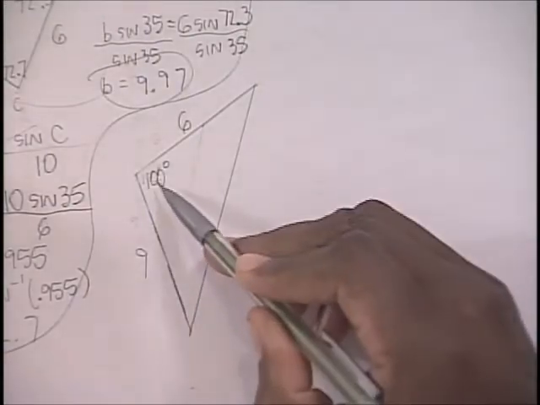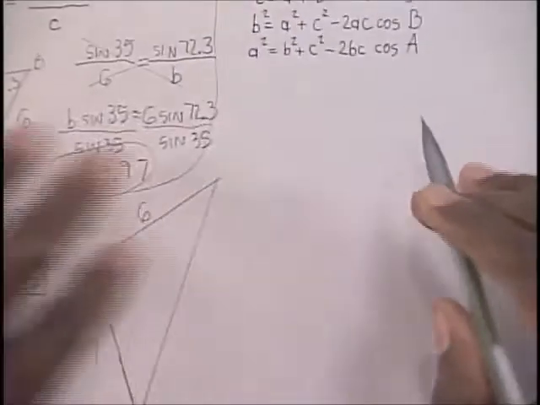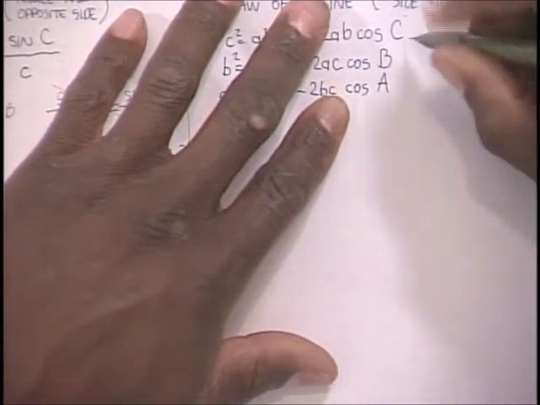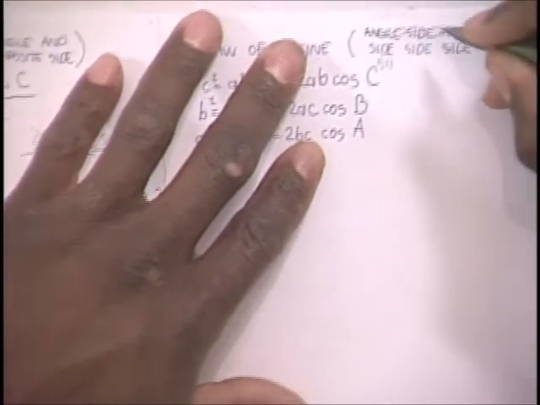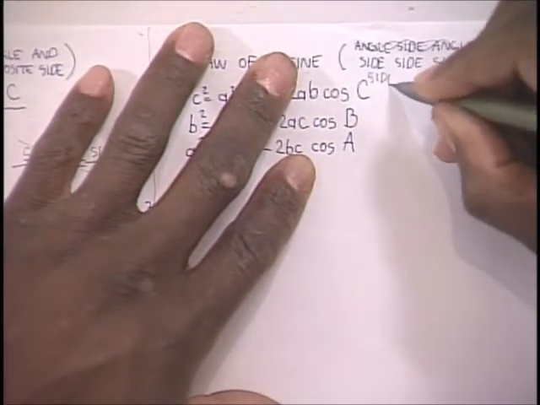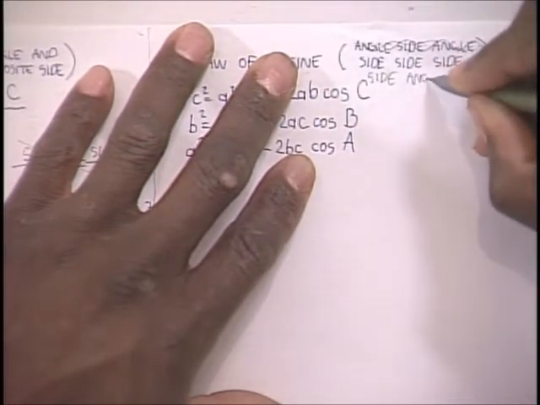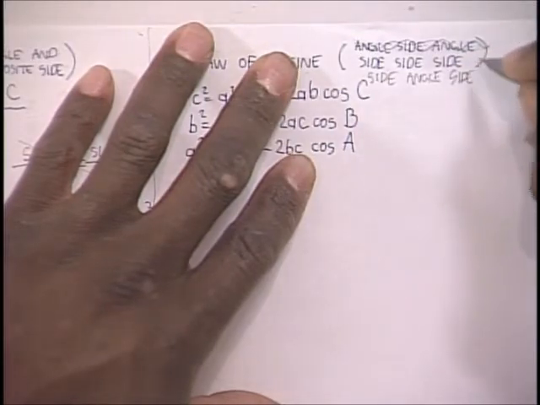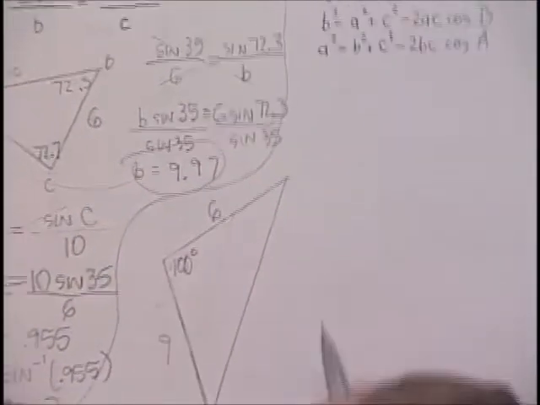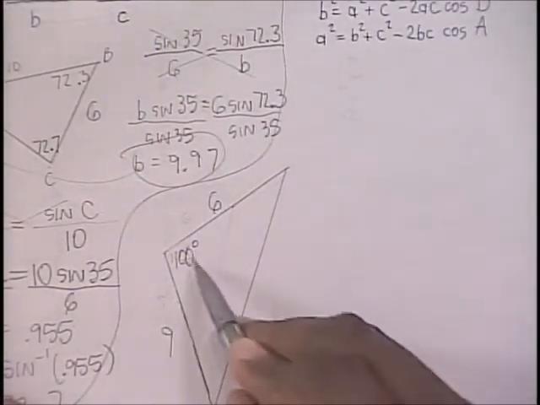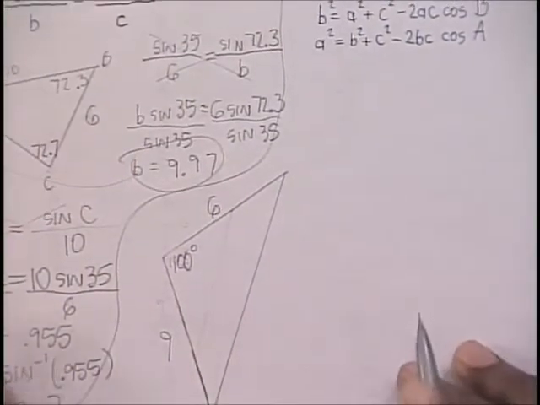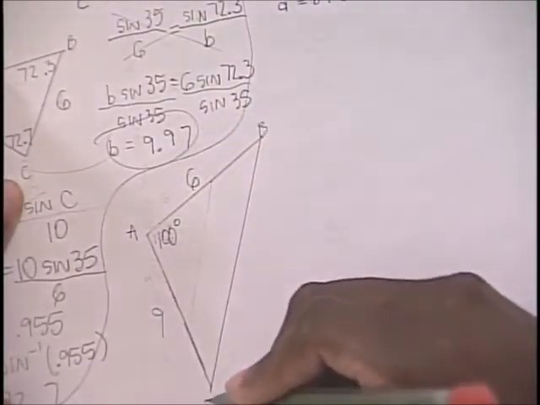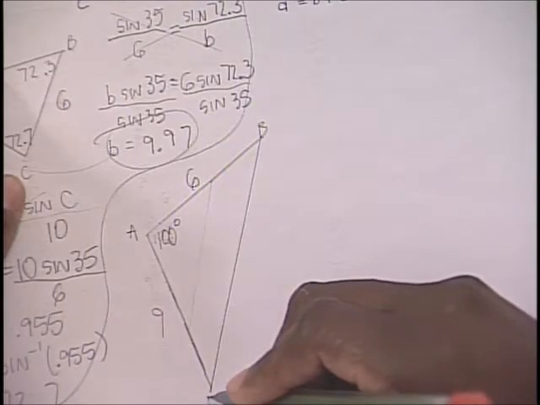I meant to say side, angle, side here. Forgive me. We're going to use the law of cosines if we have 3 sides or if we have side, angle, side. That's what we have here: side, consecutive angle, side. All right, so let's call this A, B, C.